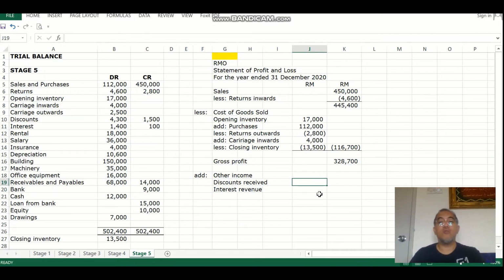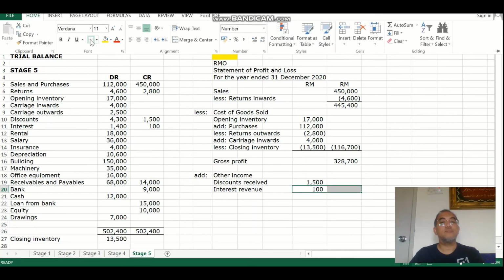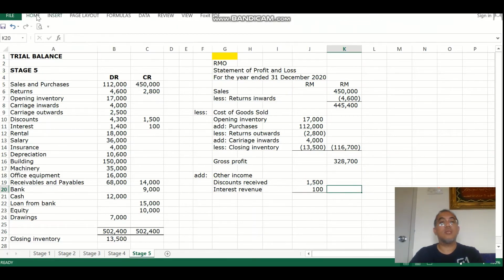Okay, so how much is your discount received? It is 1,005, as well as interest revenue is only 100. So my total, of course, 1,105, but I need to put in the bracket. Okay, and then I less expenses.